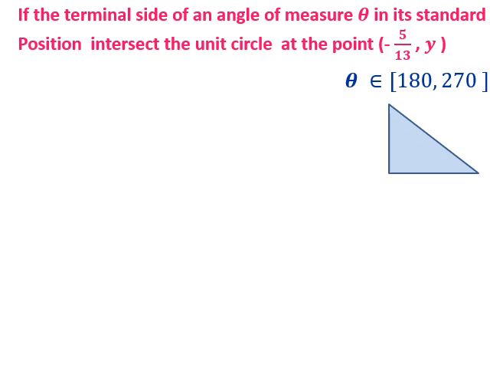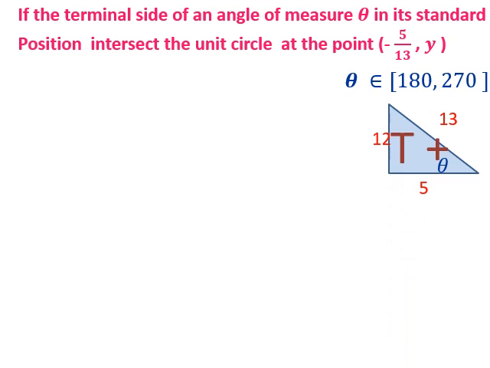First, let's draw the triangle. We can apply the property sine squared plus cosine squared equals 1, or draw the triangle. As we know, the x coordinate represents the cosine of the angle. So cosine equals adjacent over hypotenuse. That means the adjacent equals 5 and the hypotenuse equals 13. Using Pythagoras, we can find the third side. Then 180 to 270 means theta lies in the third quadrant.